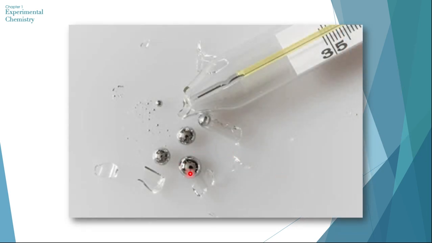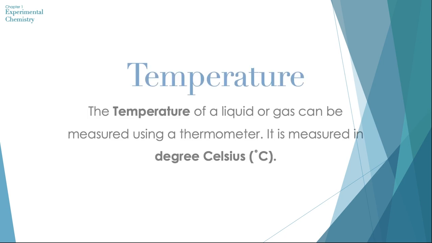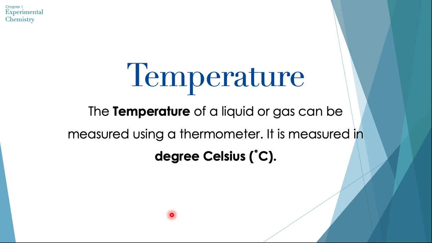You can see this mercury here. Tiny droplets of mercury all around. And these droplets are extremely dangerous. They're very poisonous. So that is why electronic thermometers are being used. Again, there's not much stuff about temperature as well. Just the degree Celsius and the thermometers is all you need to know.